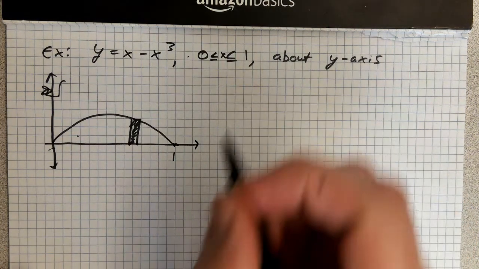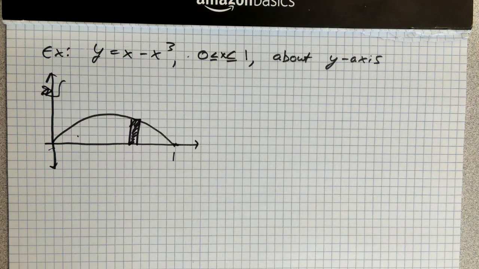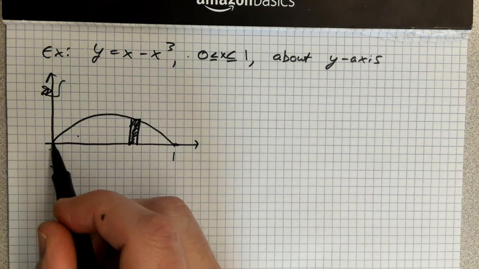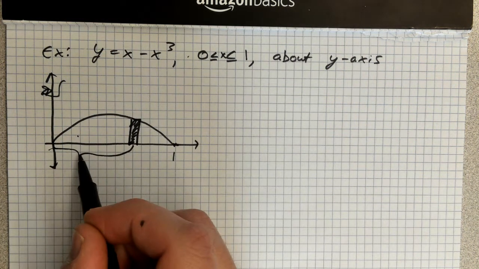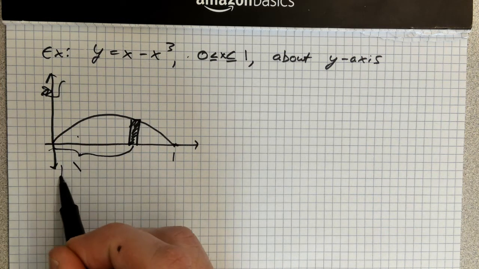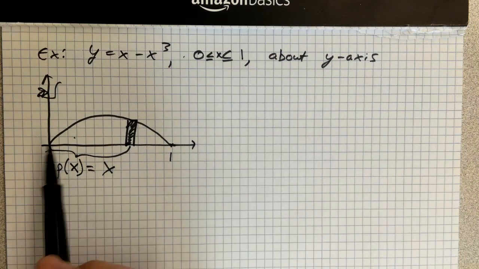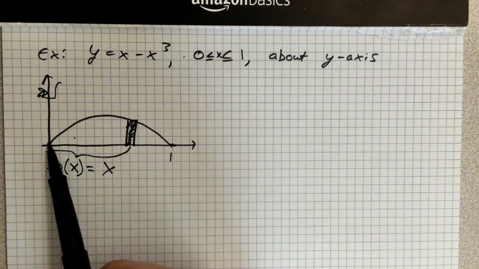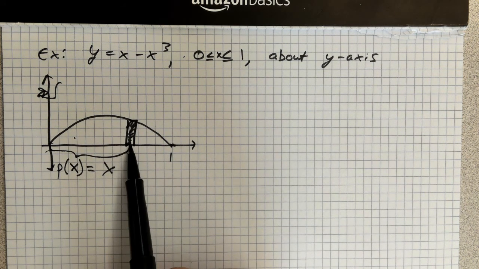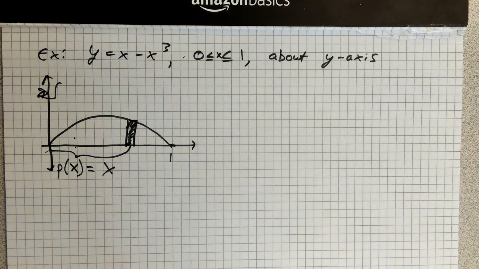So to figure out the volume using the shell method, we need to identify both p of x and h of x. All right, so p of x is this distance here, and in this example, that distance is just whatever x is. So we have p of x equals x. Think about it like this: if the rectangle was drawn at 0.75, then x would be 0.75. The distance would be 0.75. If it was at 0.2, x would be 0.2. That would be the distance. So p of x is equal to x.